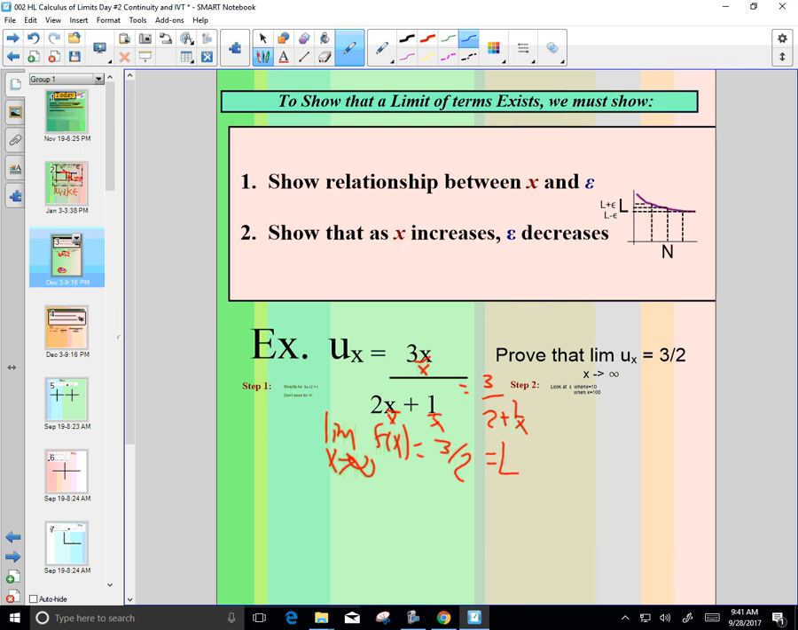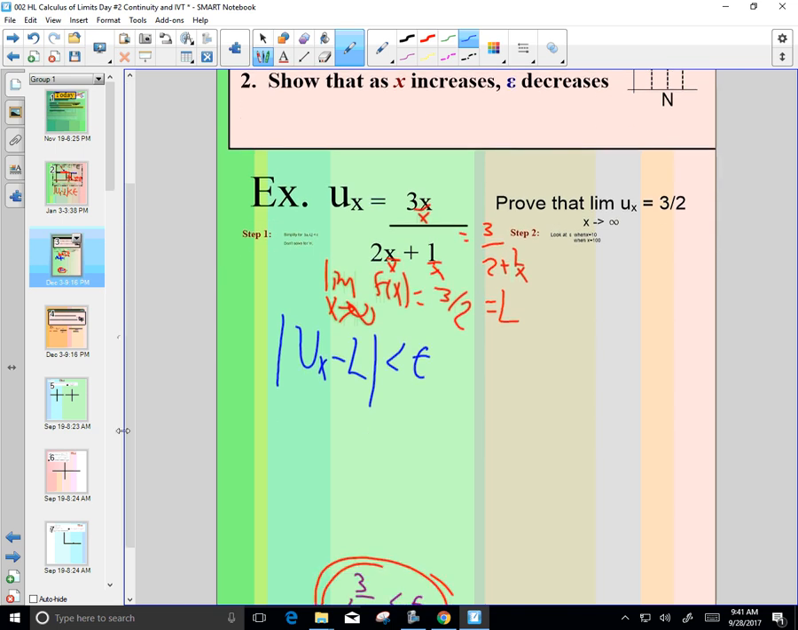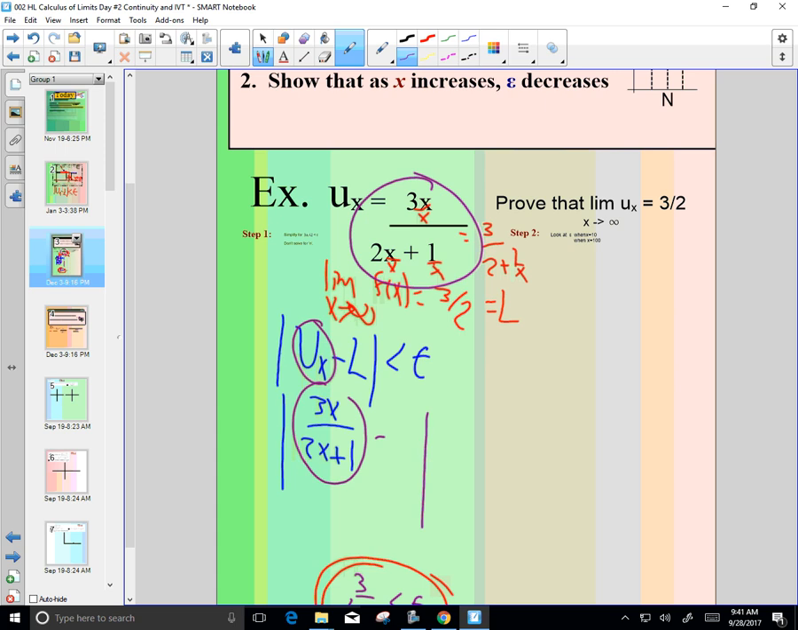So then we're going to set this up. u of x minus L has to be less than epsilon. So now we just plug in. For u of x, it's 3x over 2x plus 1. That's the formula. u of x. And what did we say L was? 3 over 2. That has to be less than epsilon. Okay, we're going to show that relationship.